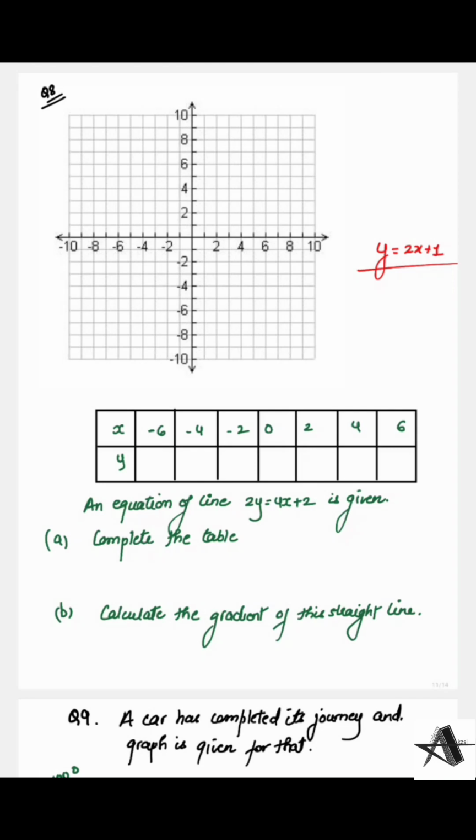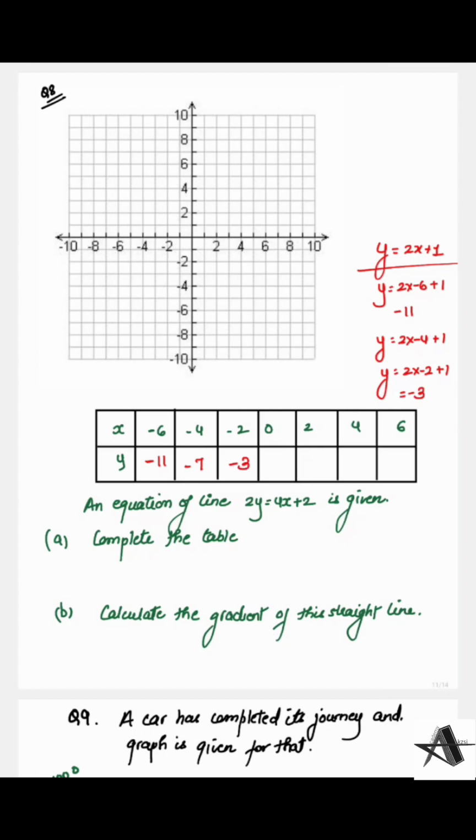Let me put negative 6 here. So y equals 2 into negative 6 plus 1. Negative 12 plus 1, negative 11. So here it will be negative 11. Next is y equals 2 into negative 4 plus 1. Negative 8 plus 1, negative 7. y equals 2 into negative 2 plus 1. So negative 4 plus 1 is negative 3.